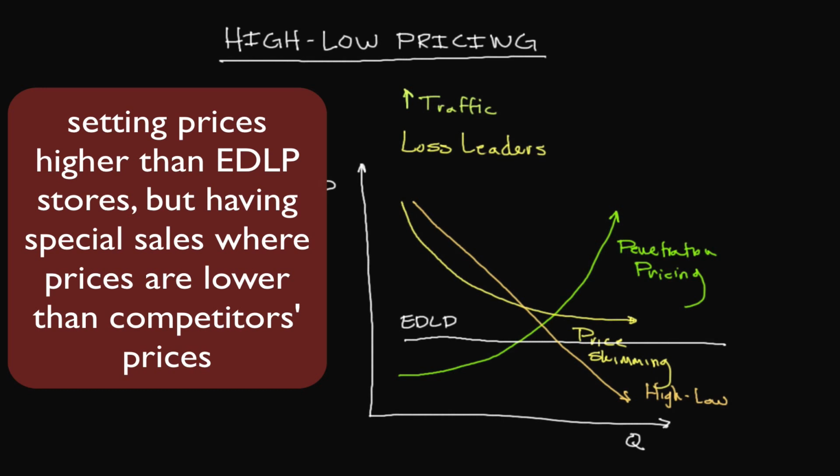And probably the poster child for high-low pricing would be JCPenney, which is a retailer of various clothing and different items and has been around for many, many years, but as of late has had some financial difficulties in large part because of their pricing strategy.